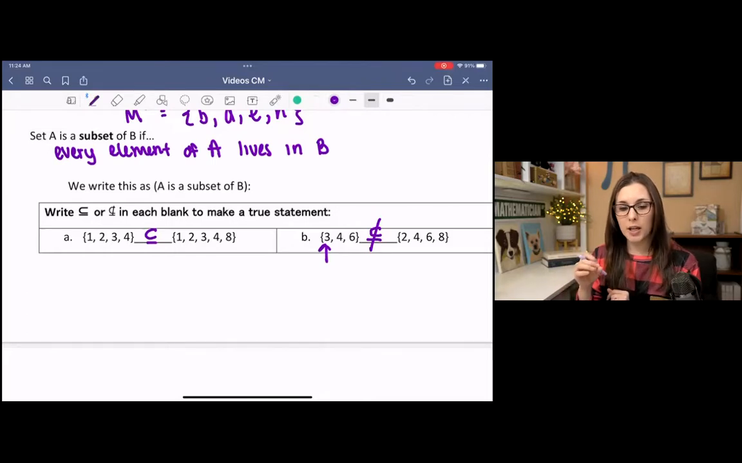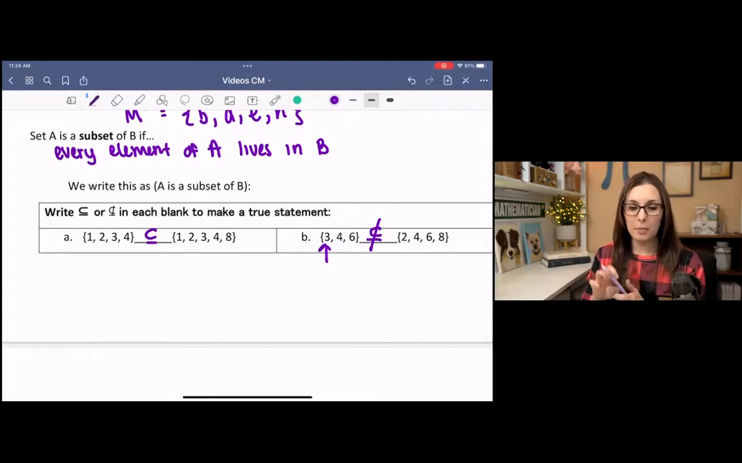And then in part B, so close, but no go. This is not a subset because of the 3. The 3 disqualifies it. 3 does not live in the second set, so it is not a subset.